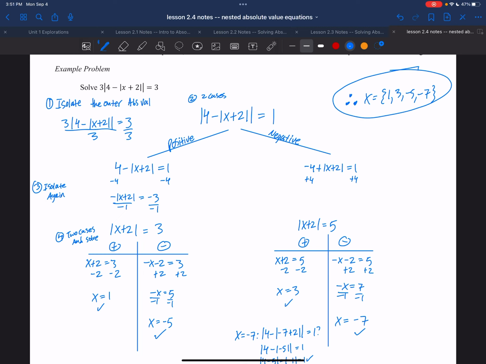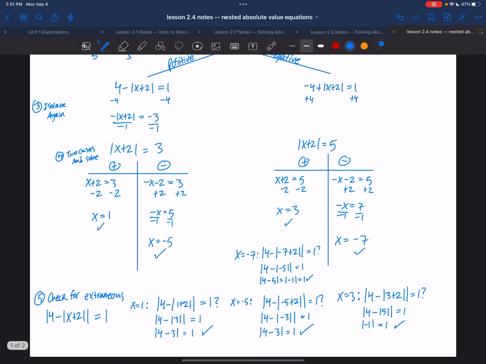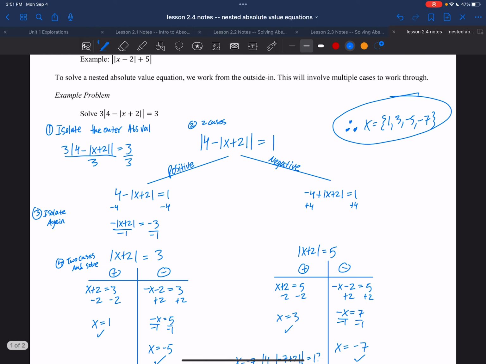So, this is an example where all 4 solutions work. That's not always the case. So, careful. Do check, because the check does matter. You may find only 2 of them work. You may find only 1 of them work. You may find that 3 of them work. You may find that none of them work. And you do need to check for extraneous. Okay? But that's it. It's really just still solving. It's nothing totally new, but you just want to be careful.